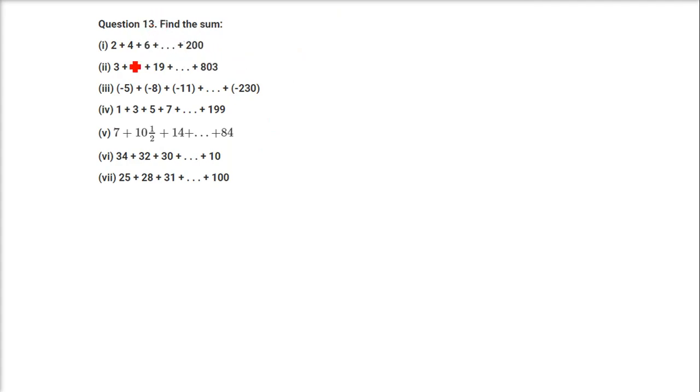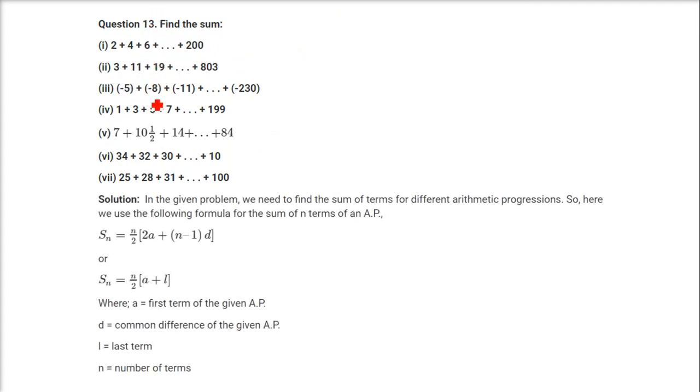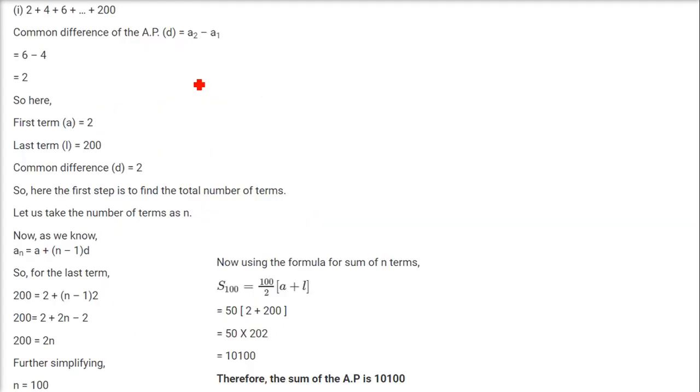Find the sum. So how to find out the sum of these series? Here we are given the first term also and last term also. And the number of terms, if it is known, then we can easily find out the sum. So how to do it? Can you find out the last number first, or the n value? How many n values are there?